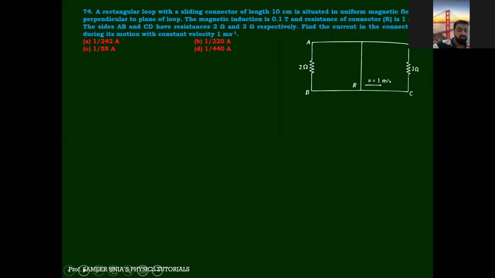Okay, this is a good question. We'll do this also. 74. A rectangular loop with a sliding connector of length this much. So this is a connector of length, this length is given. Magnetic field is perpendicular. So the magnetic field is this way.